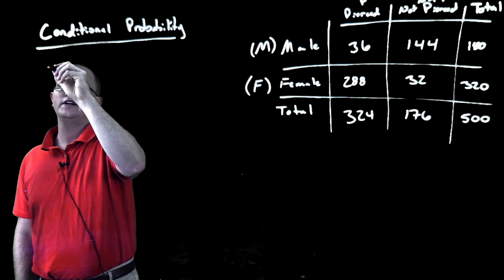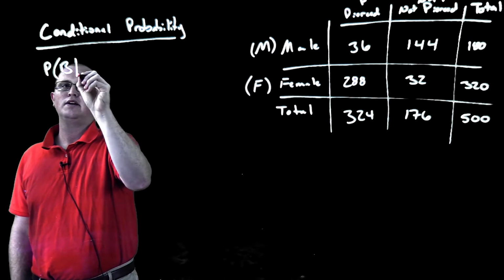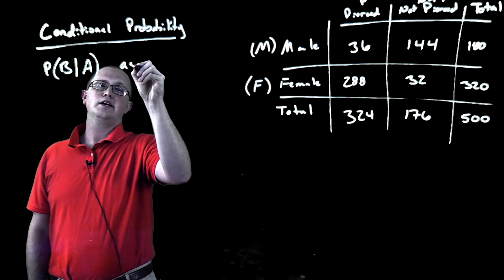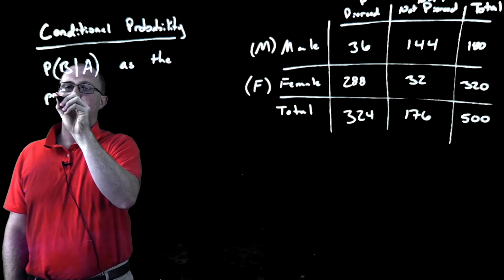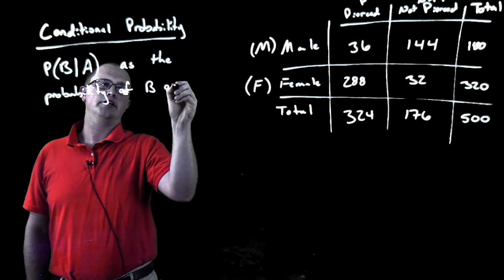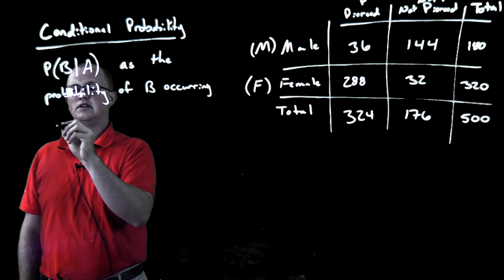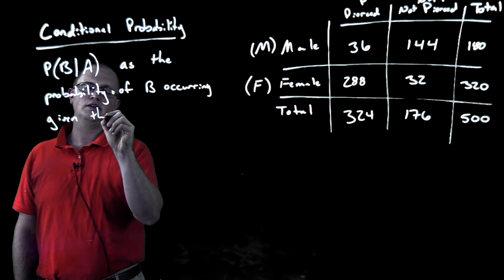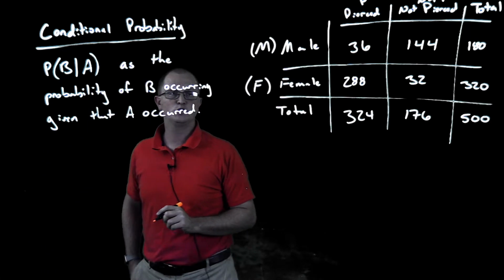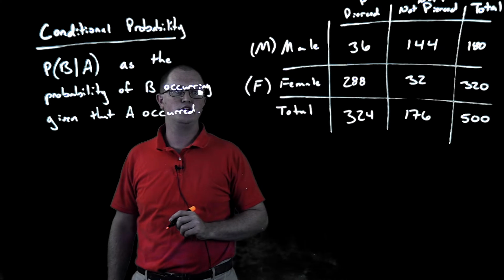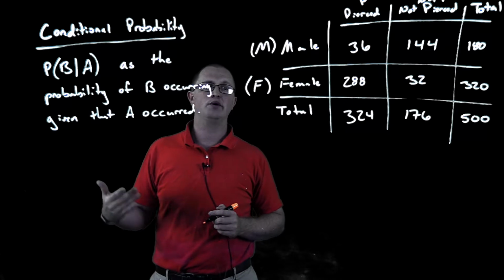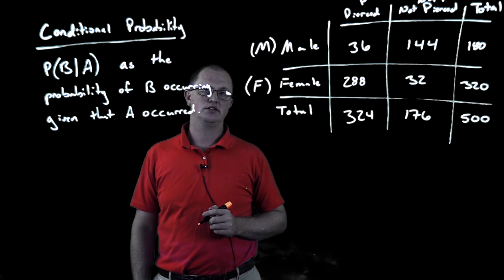And we define the event of the probability of B given A, written with a vertical line, as the probability of B occurring given that A occurred. So when we write the probability of B given A, we're asking what's the probability that B is going to happen if we know that A happened.